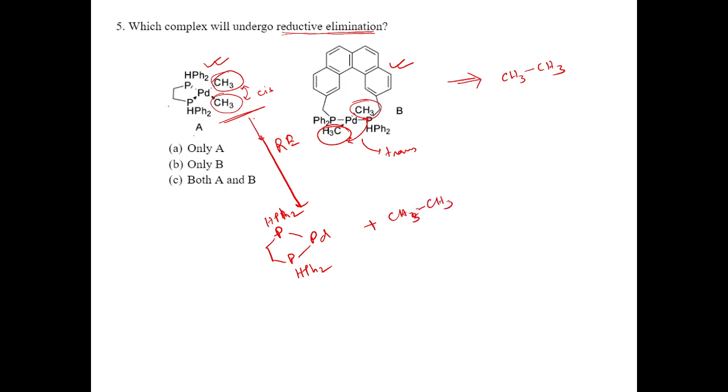But in this case that reductive elimination is not possible because these two methyl groups are trans to each other, so it cannot undergo the reductive elimination. And the other thing is also not possible because these are stable ligands, that is, phosphorus makes a very stable ligand with the metal center, so this type of reductive elimination is not possible, so only A is the right answer.